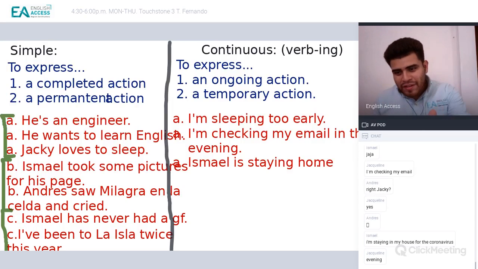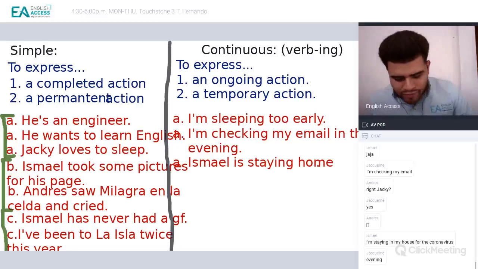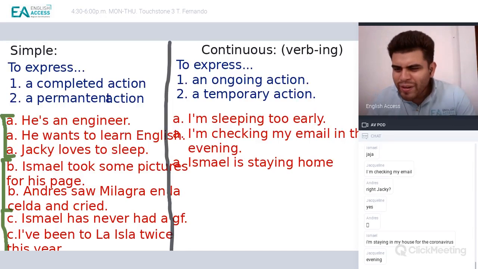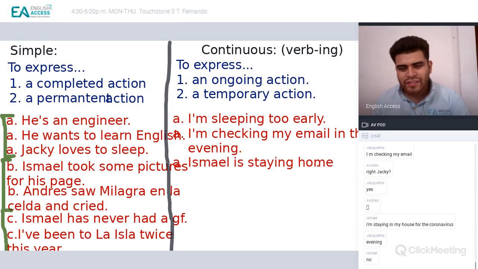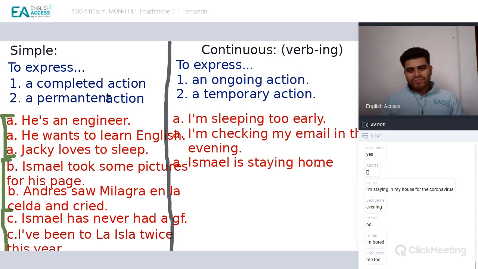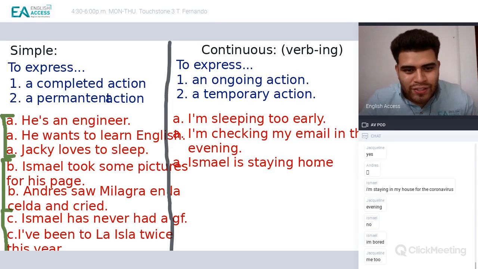Ismael, because you gave us a little bit of context because of the coronavirus, I understand that it is something temporary. Do you like to stay at home, Ismael? No, me neither, man. It's very bad. It's too hot. I want to go to the beach. I'm bored. Well, hopefully this thing goes away quickly so we can go back to our normal lives.